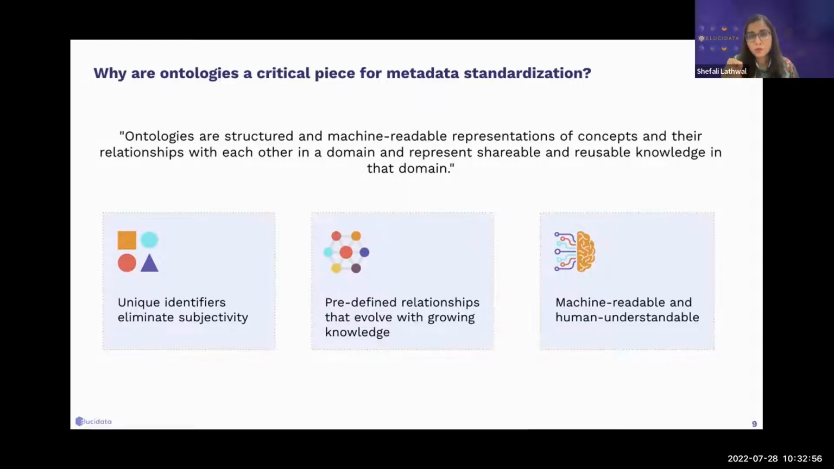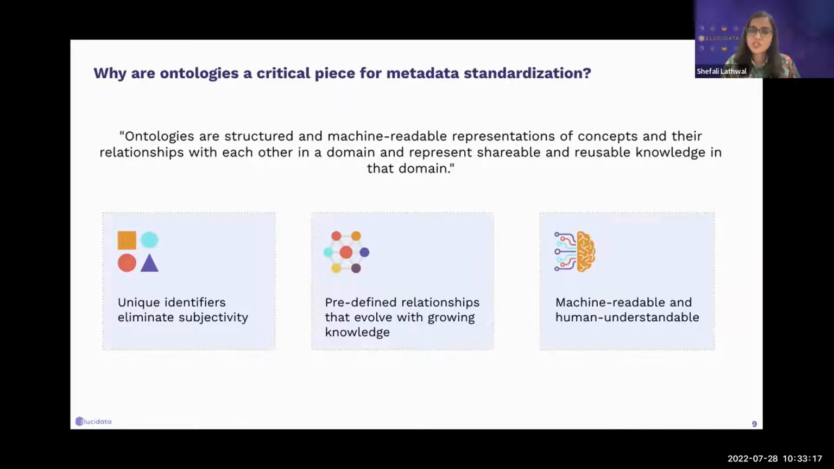And one of the big ones is that ontologies actually eliminate subjectivity because they have unique identifiers defined for each unique concept. So earlier we saw that there are many different ways to refer to a single concept like a disease, liver cancer, which can be written in many different ways.